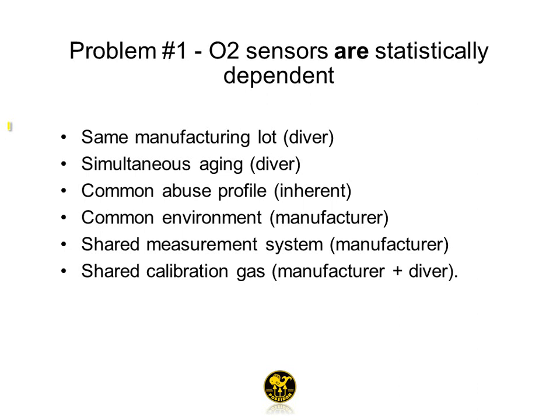The next one, shared measurement system. Most rebreathers take those oxygen sensors and feed them into the same set of electronics, the same analog to digital converters, the same voltage reference, the same software, the same microprocessor. And then the last one, which is, I guess, my favorite, is shared calibration gas. I seriously doubt if there's anyone here who has ever independently calibrated the oxygen sensors in their rebreather. Bottom line is, if the calibration gas is wrong, all 3 sensors are wrong. And you don't get a much better definition of statistically dependent than that. Okay? So, oxygen sensors are not statistically independent.